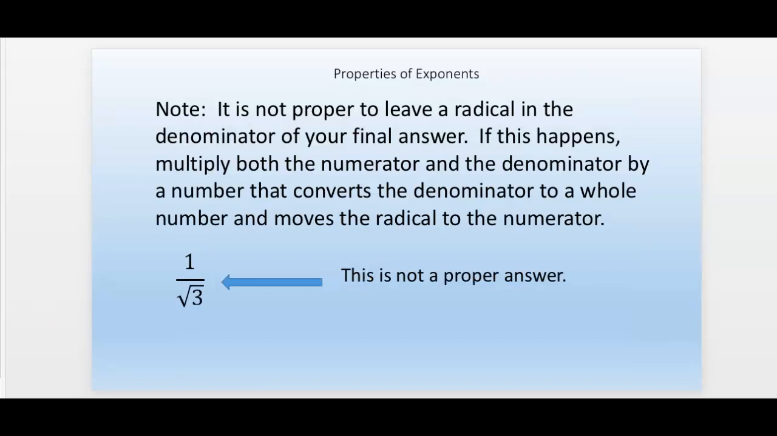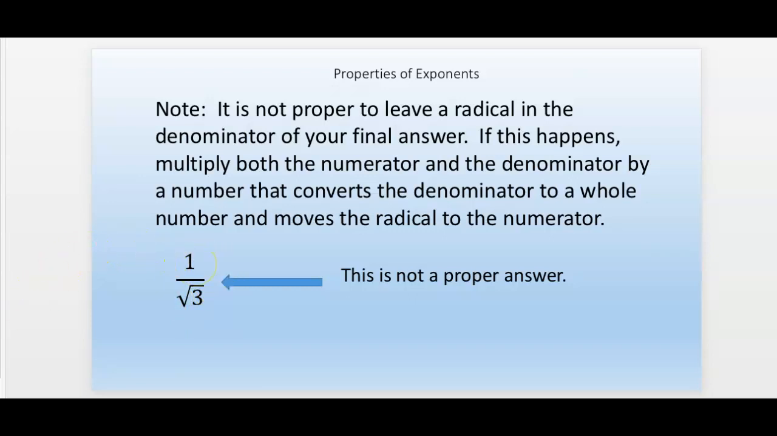As for this last part, and this is probably the hardest, kind of strangest part, y'all, it is not proper to leave a radical in the denominator of your final answer. And so if you do that like a computer sometimes, it kind of freaks out. You want to make sure that you don't have that. If it happens, y'all multiply both the numerator and the denominator by some number that converts the denominator to a whole number. All right, and moves the radical up to the numerator.